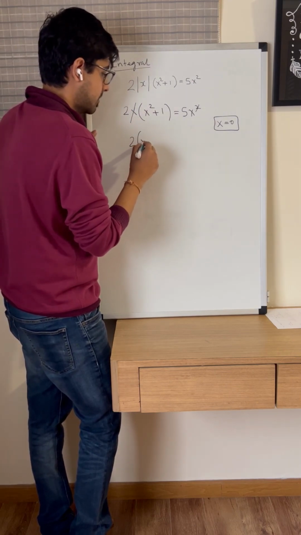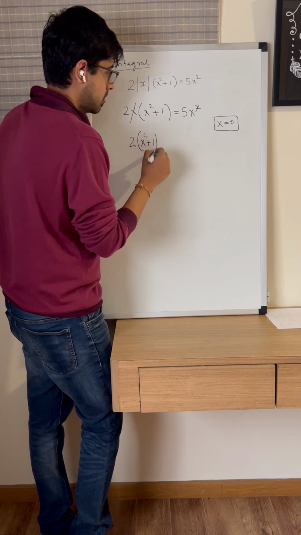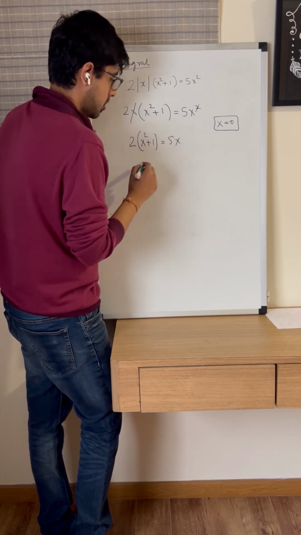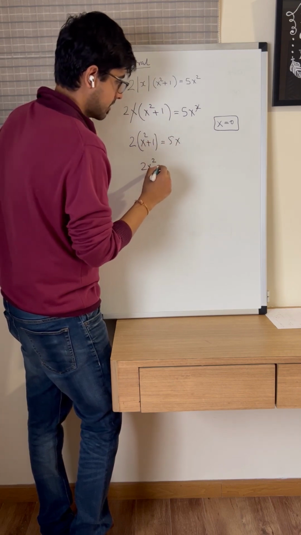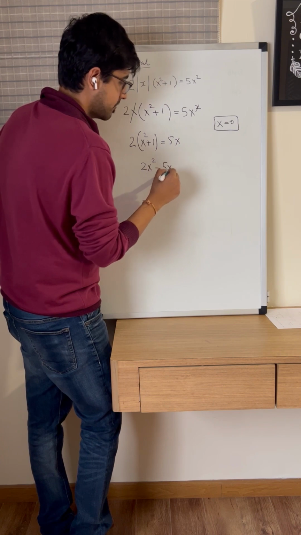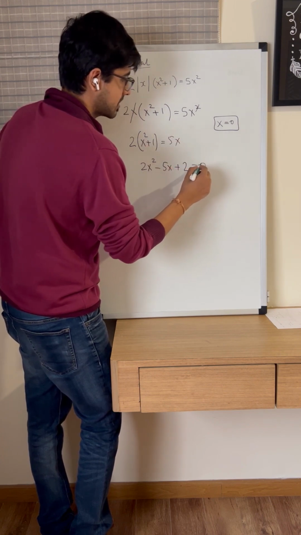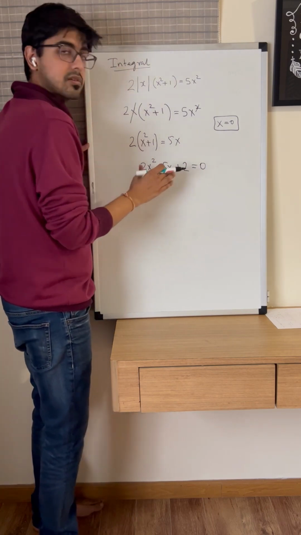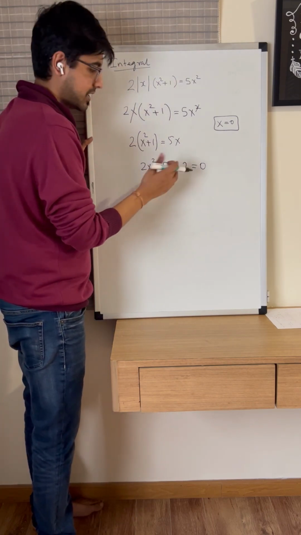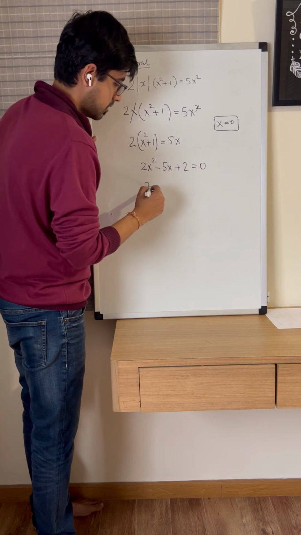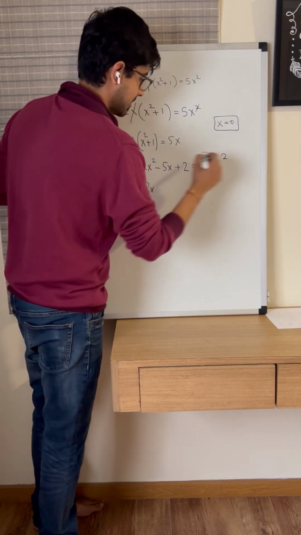So I will get 2(x² + 1) = 5x, or 2x² - 5x + 2 = 0, by rearranging, bringing 5x to the other side and opening the brackets. This is a simple factorization question by splitting the middle term.